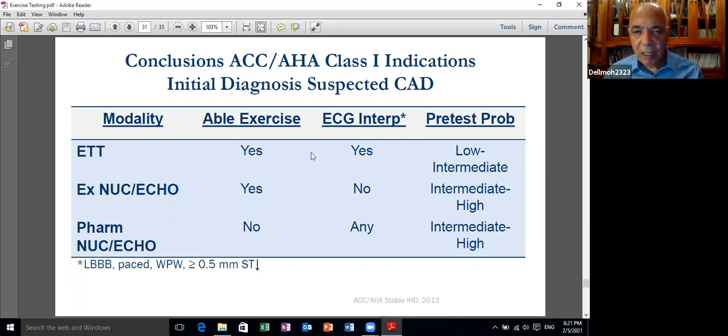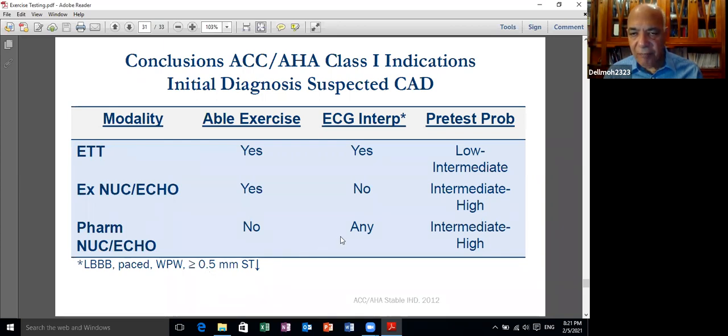And then you look at whether the ECG is interpretable or not. If it's interpretable, then you do an exercise ECG test. If not, you do an exercise imaging. But what's interpretable? The patient who is lacking left bundle branch block, WPW on the baseline electrocardiogram, or more than or equal to 0.5 millimeter of ST depression. Any of these things moves you to exercise imaging.